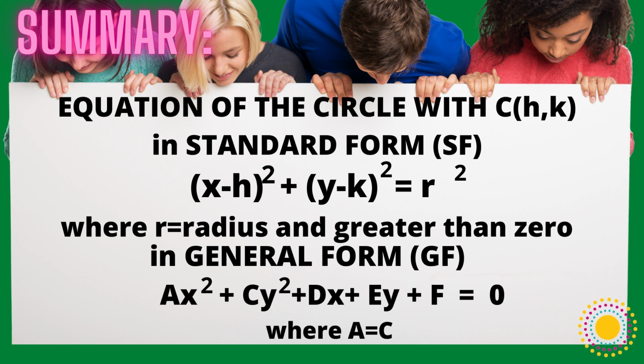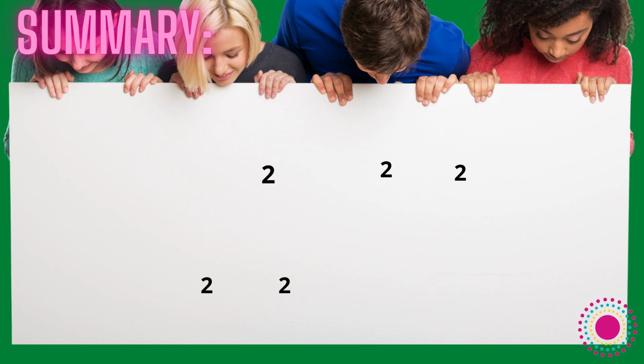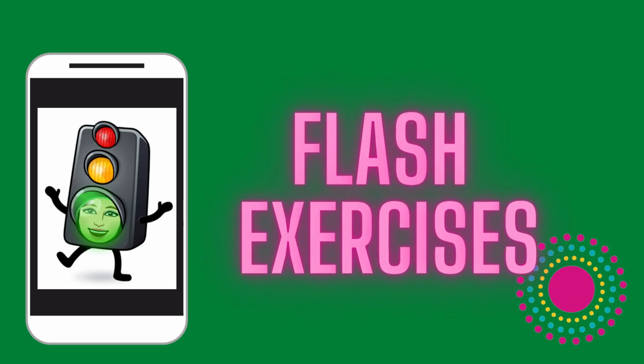In general form, the equation is given by ax² + cy² + dx + ey + f = 0. So in this equation, a is equal to c. So we are done with the flash summary. The next slide is all about the flash exercises.